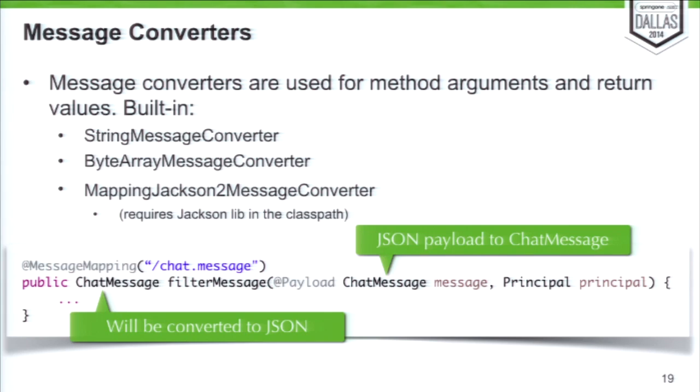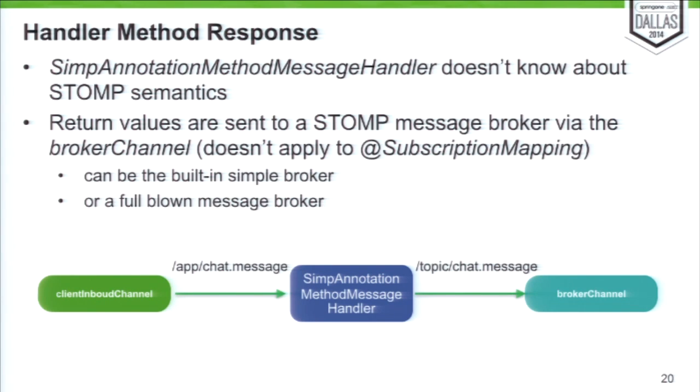So what do we do with these return values? As said, this simple annotation method message handler doesn't know about STOMP. It's delegating the messages to your controllers, but it doesn't know about the STOMP semantics. That's why we need to forward this message to a broker, and that's really important to understand. We need a broker that can process these kinds of messages, because if we get a subscription, what should we do with this subscription? If we get a message, what should we do with this message? Should we forward this message to all the connected users? So who's doing this job?